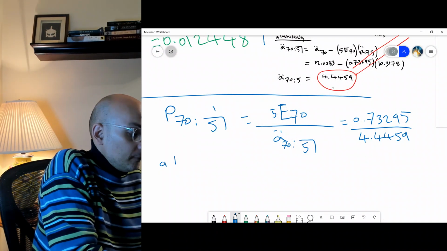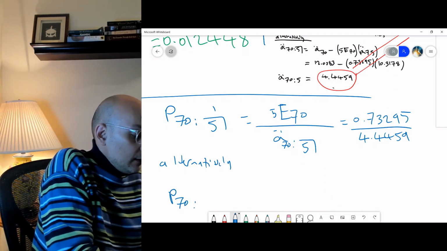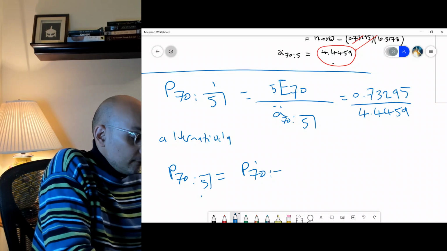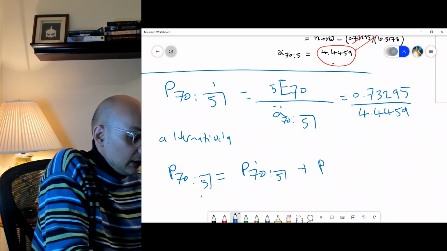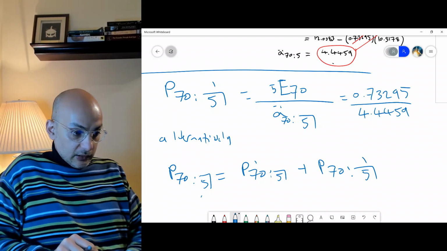Alternatively, P75 is equal to P75 plus P75. Let's verify this relationship.